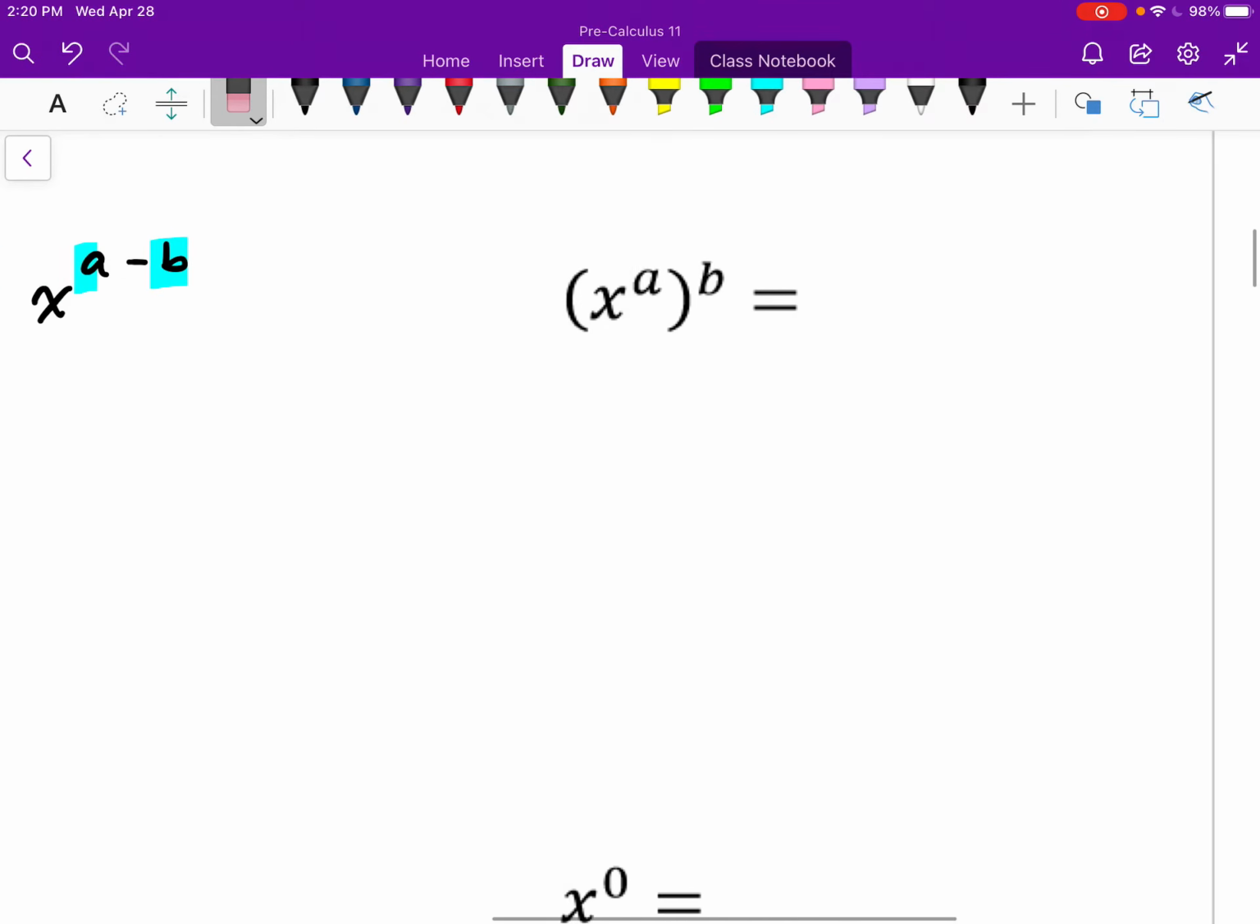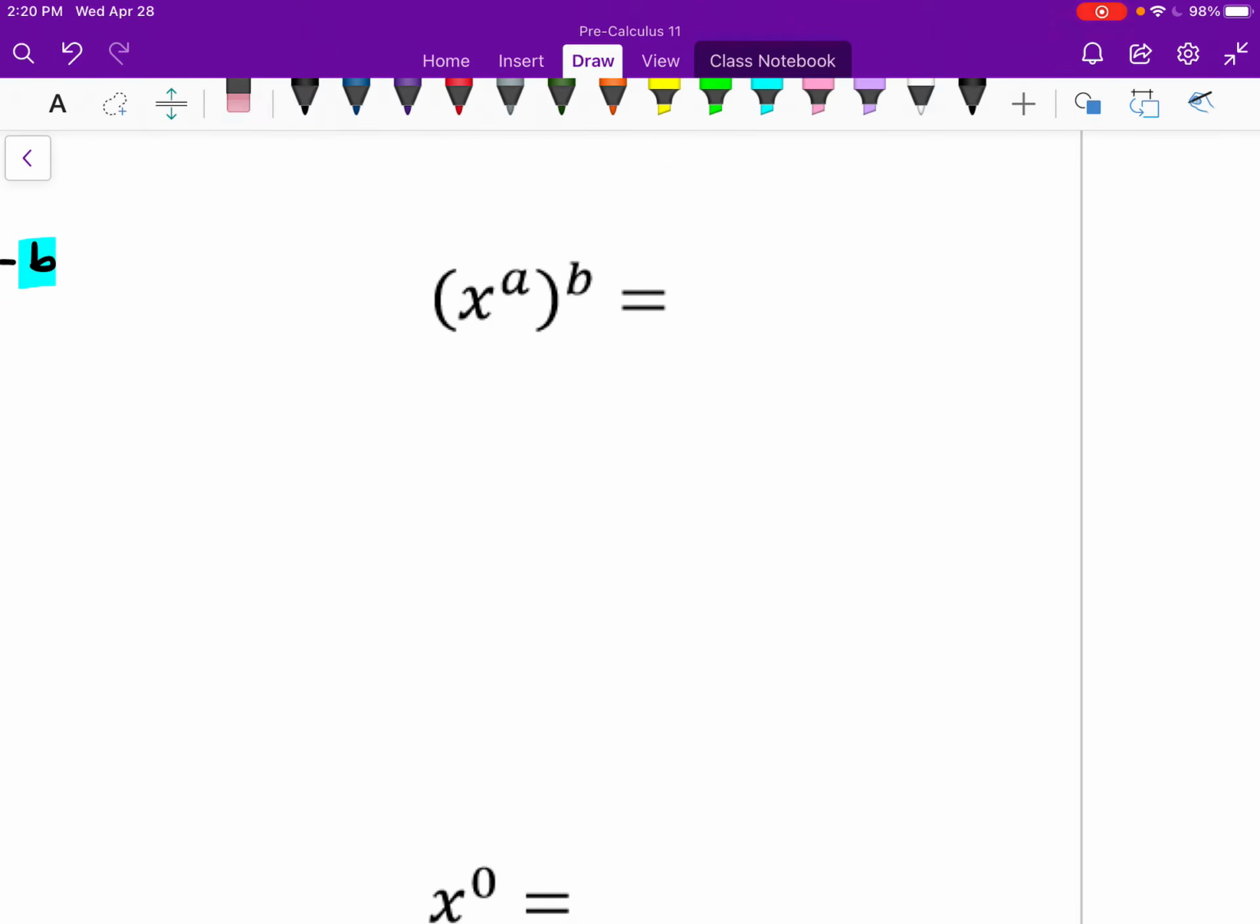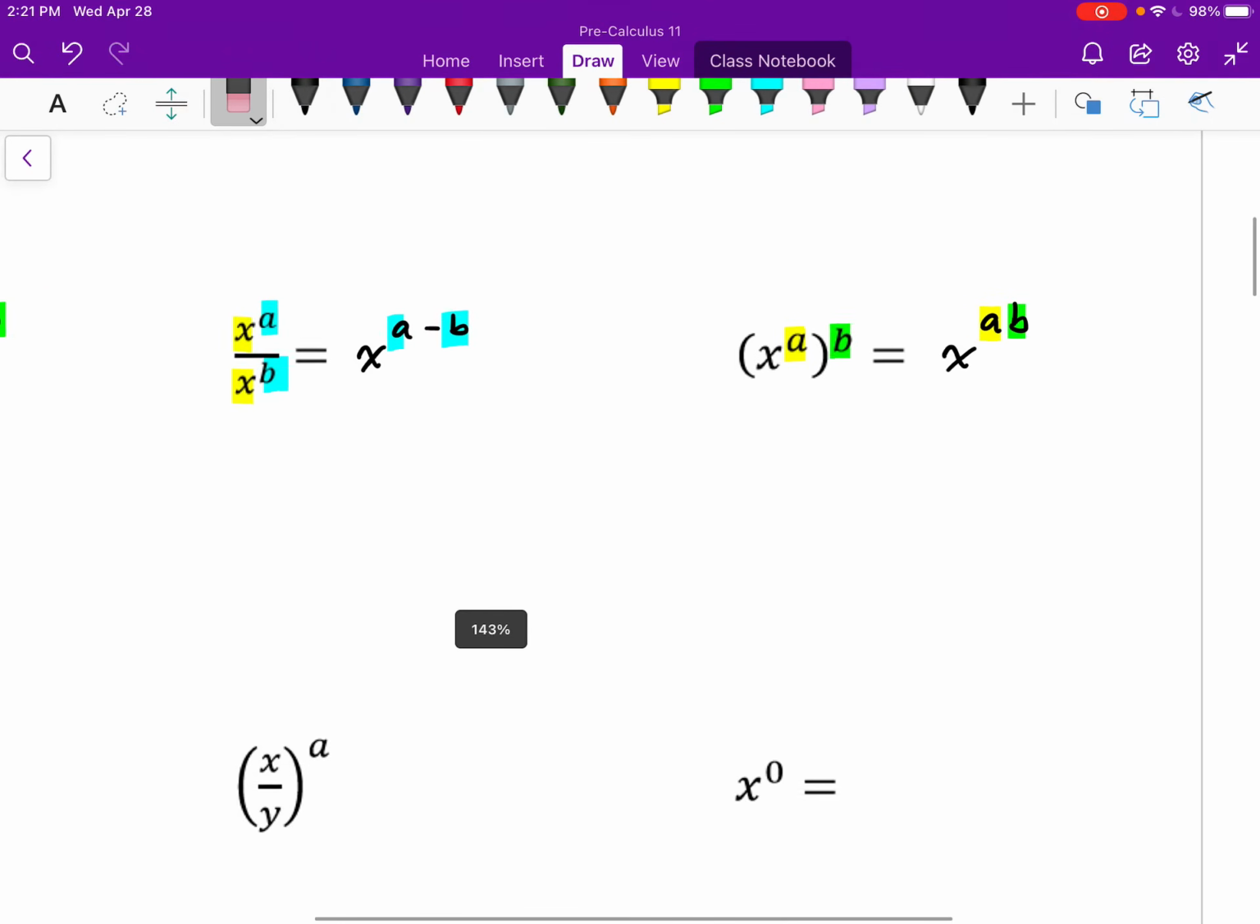Okay. As well, probably from grade 8 or 9, if I have a power raised to another power, I can write this as a single power. So x to the power of a times b. And so for example, if I have 6 to the power of 3, and that's all to the power of 4, that's the same as 6 to the power of 12. And again, these are all things that go back several grades, but really, really important going forwards.